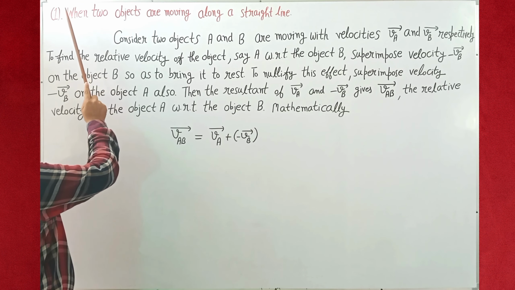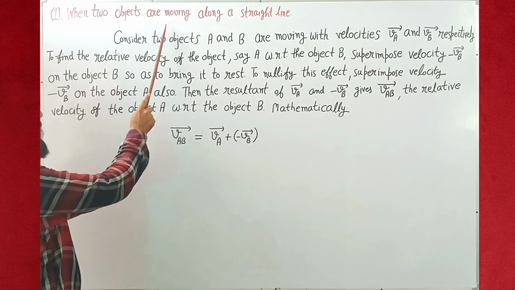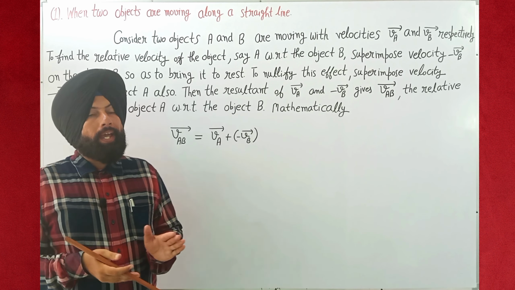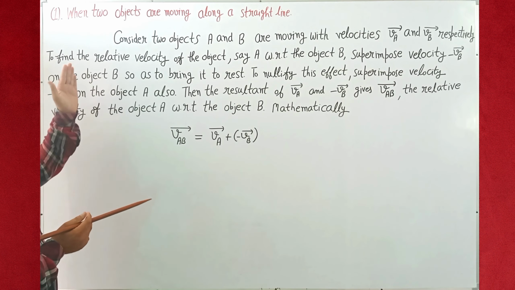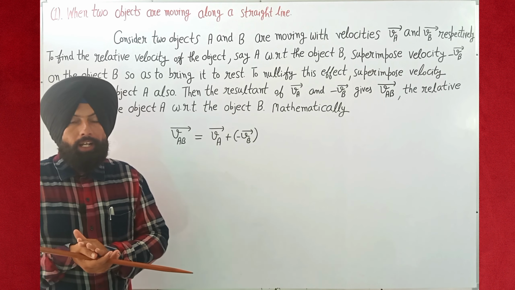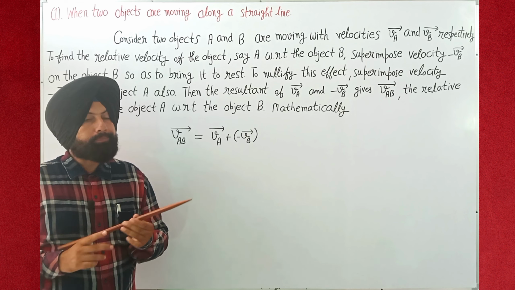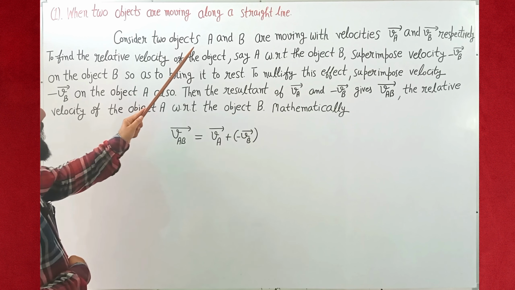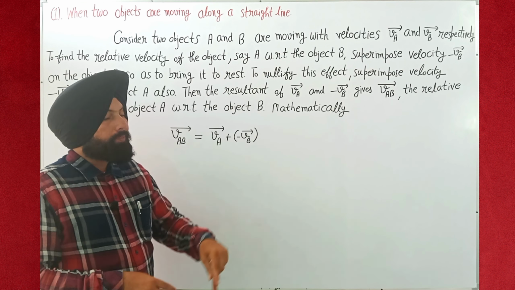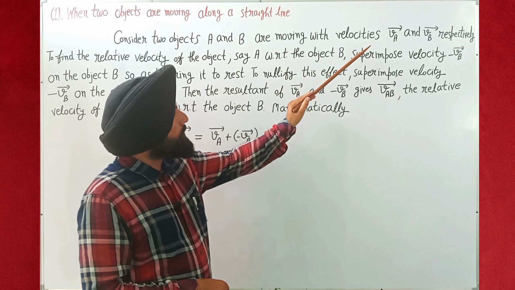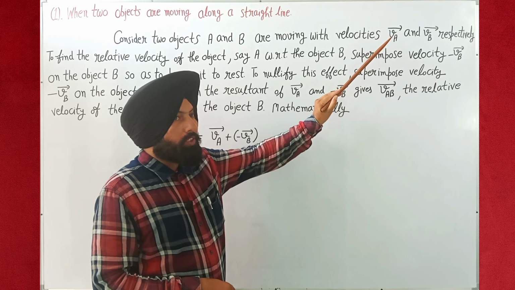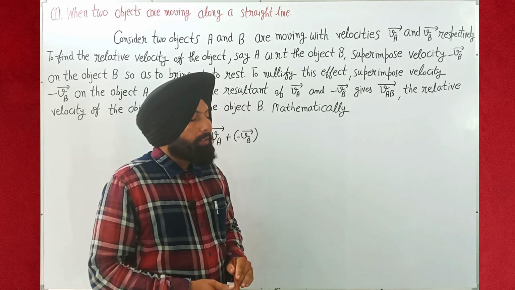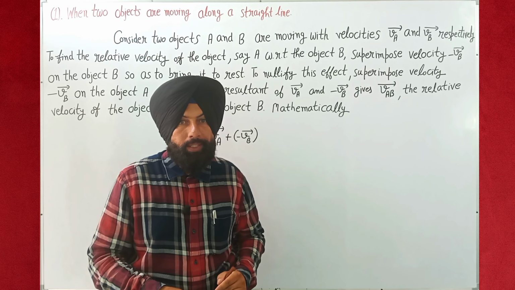Case number 1. When two objects are moving along a straight line. Now in this case we have two objects moving along a straight line. Consider two objects A and B moving with the velocities V_A vector, the velocity of the object A, and V_B vector, the velocity of the second object B.